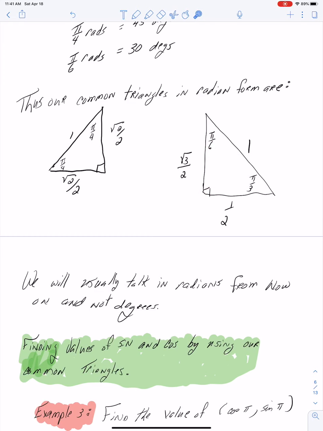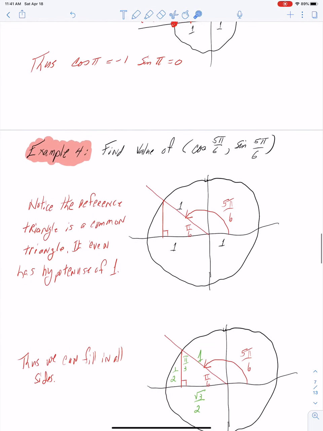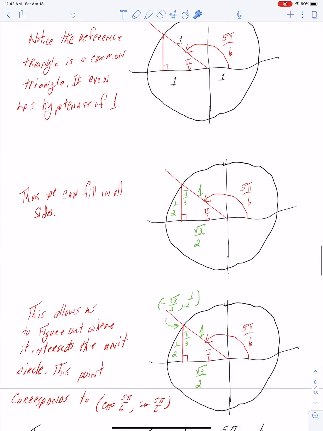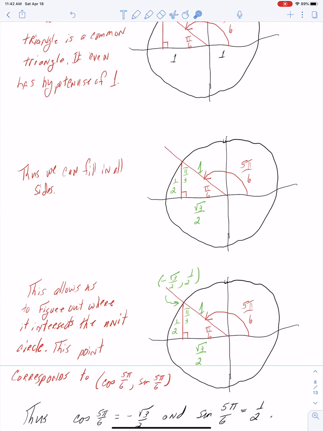Pi over 6, pi over 2. The other one's got to be pi over 3, so I fill it in. Here's pi over 6, here's pi over 3. The hypotenuse, remember, is 1. That allows me to fill in these sides, 1/2 and the square root of 3 over 2. Well, if I know those sides, then I know where it intersects the unit circle.